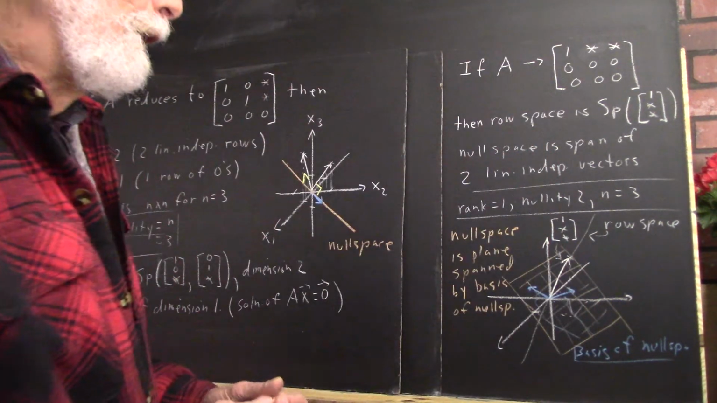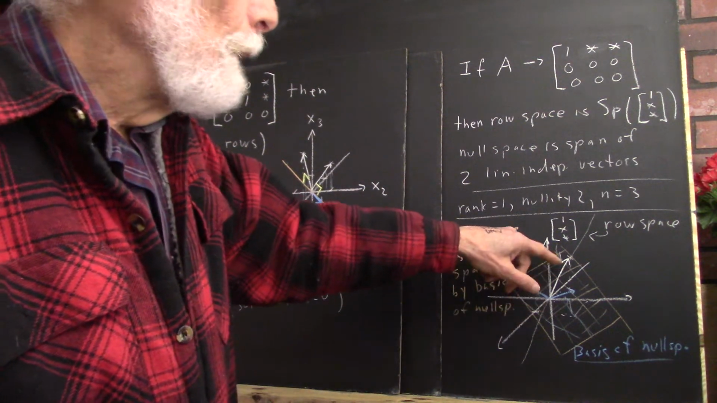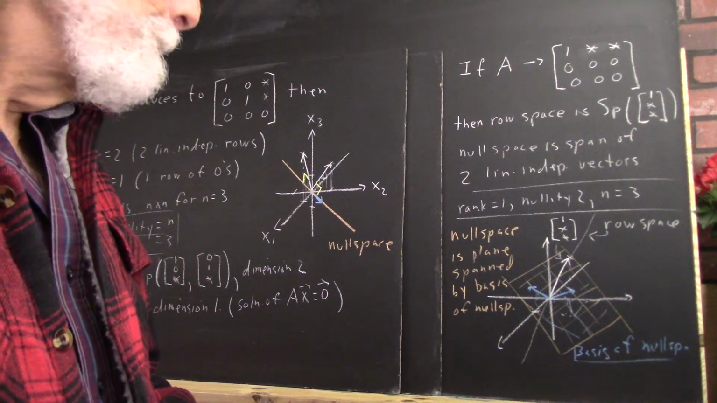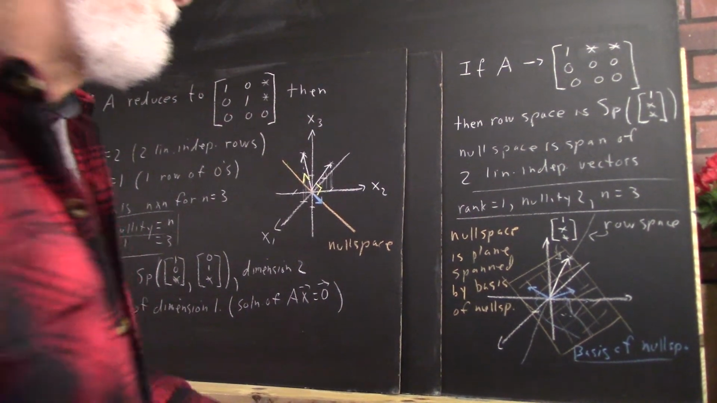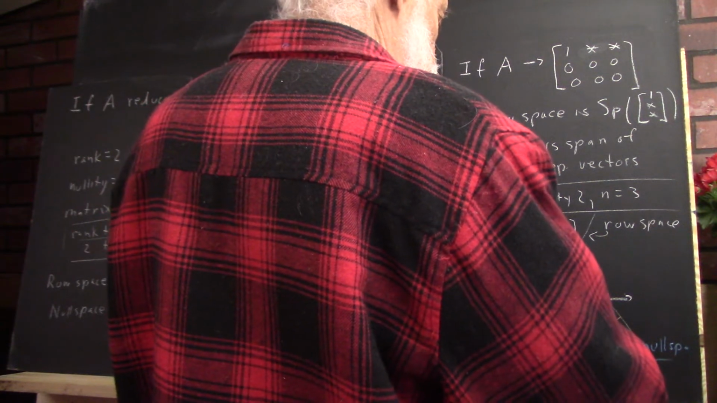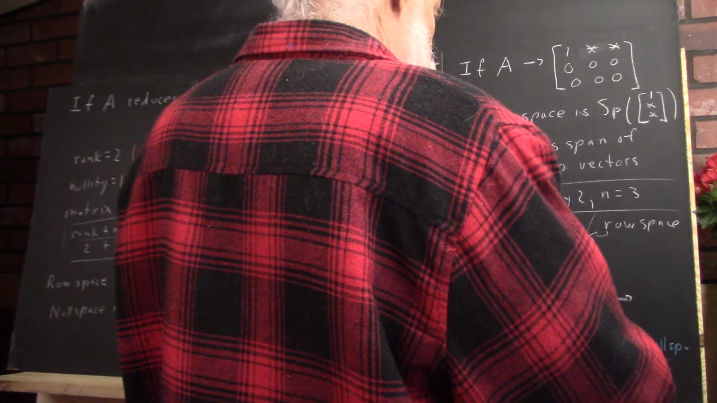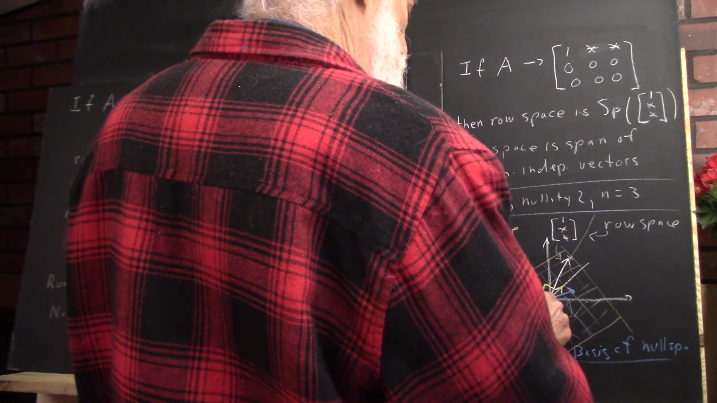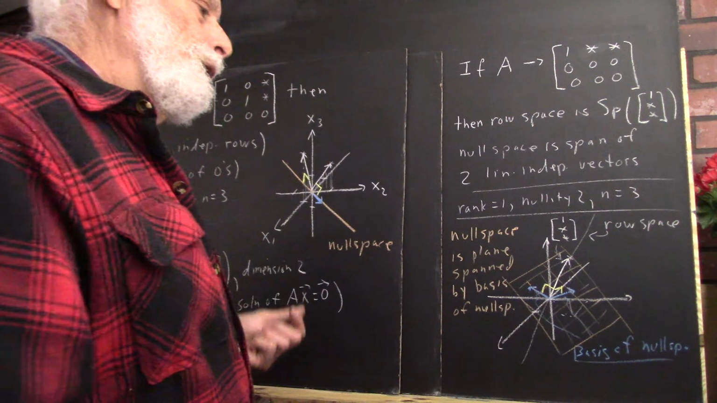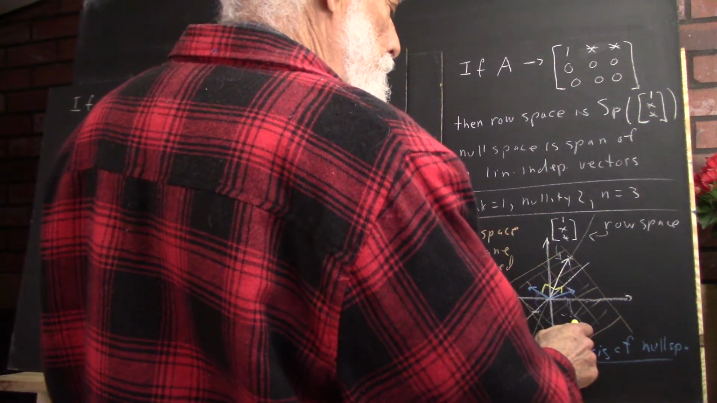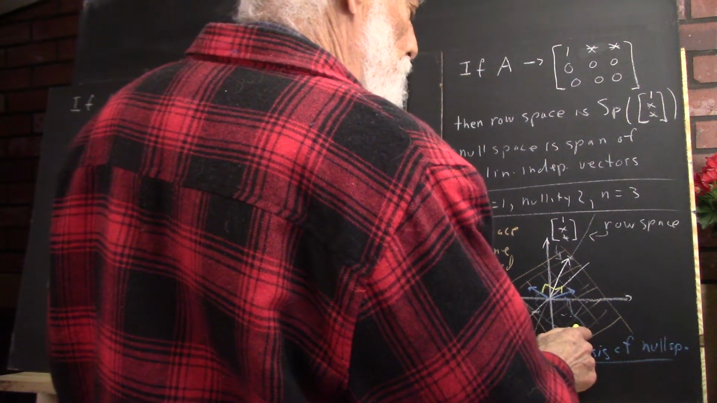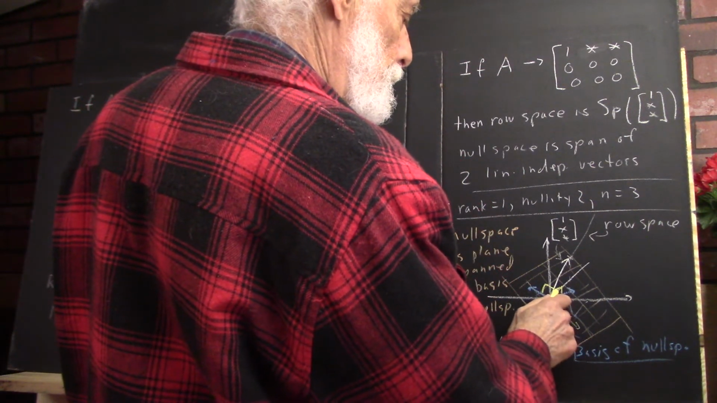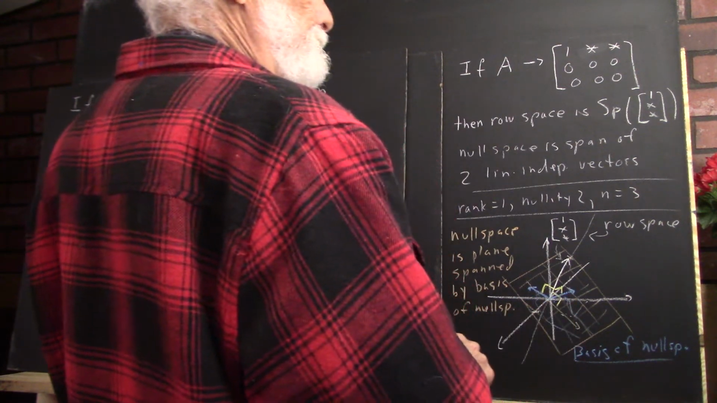These two vectors lie on the plane, and the plane is perpendicular to your row space, so that angle between here and here is a right angle. Angle here is a right angle. And the angle between this vector and any vector from the origin out to a point here is going to be a right angle.